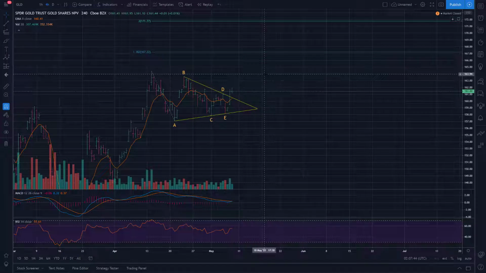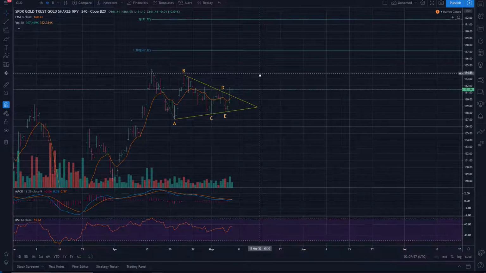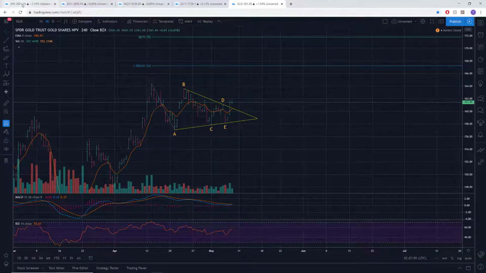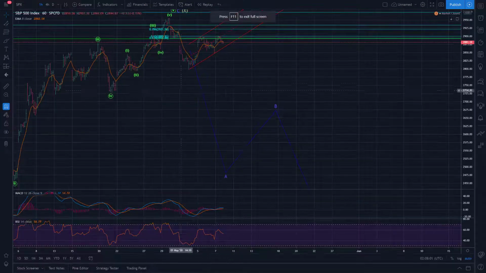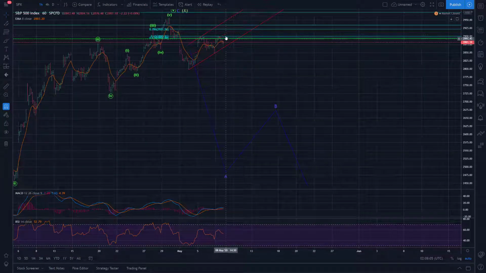As far as the overall market's concerned, still waiting for it to show its hand. It certainly looks like it is vulnerable to a decline, but we're doing a deep retrace right now of that initial move down. So we'll have to see. If I go over here to the SPX chart, you can see we've done about a 61.8% retrace as of today.